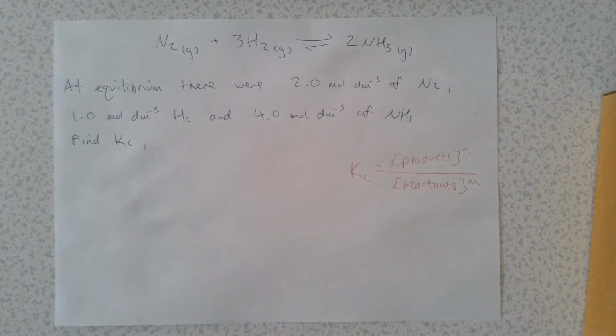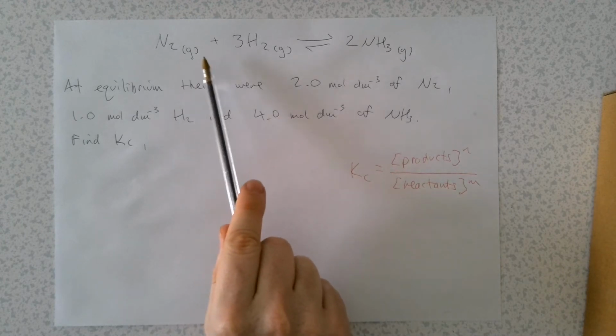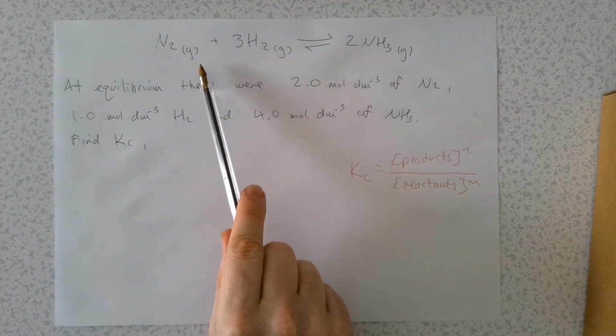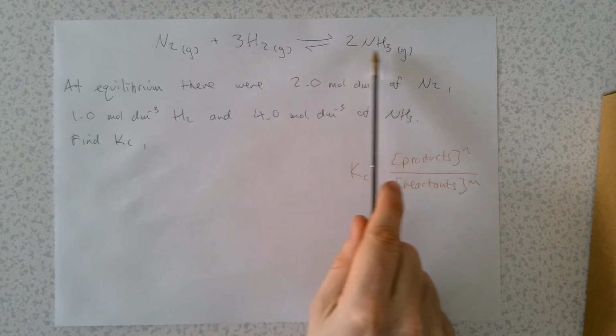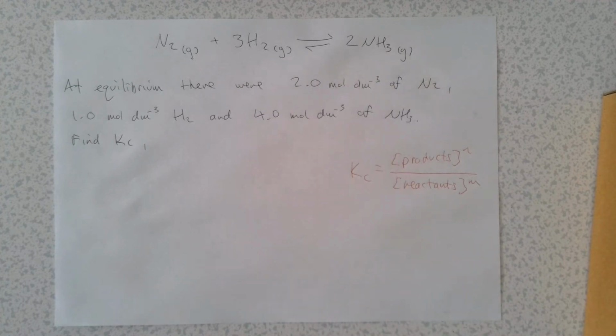So this video is an explanation of how to write a Kc expression for a homogeneous equilibria. Homogeneous is when everything in the equilibrium is in the same state. So this example here, the Haber process, is a homogeneous equilibria because everything's a gas. So everything's in the same state.